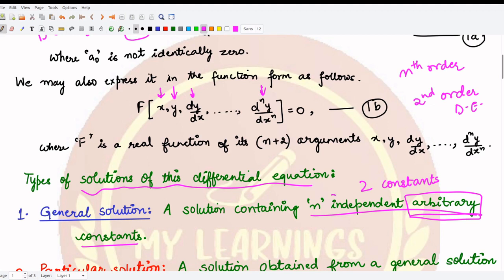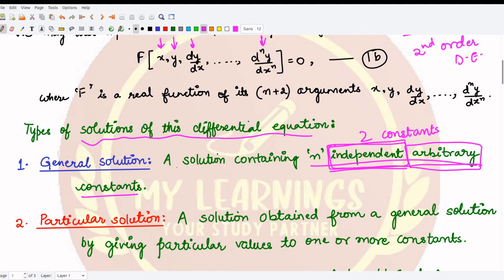And what does the term independent mean? It means that one constant cannot be expressed in terms of the others. Then it is independent. So a general solution contains as many constants as the order of the differential equation. And what is a particular solution? A particular solution is obtained from the general solution when we assign certain values to these constants. So that is a particular solution.